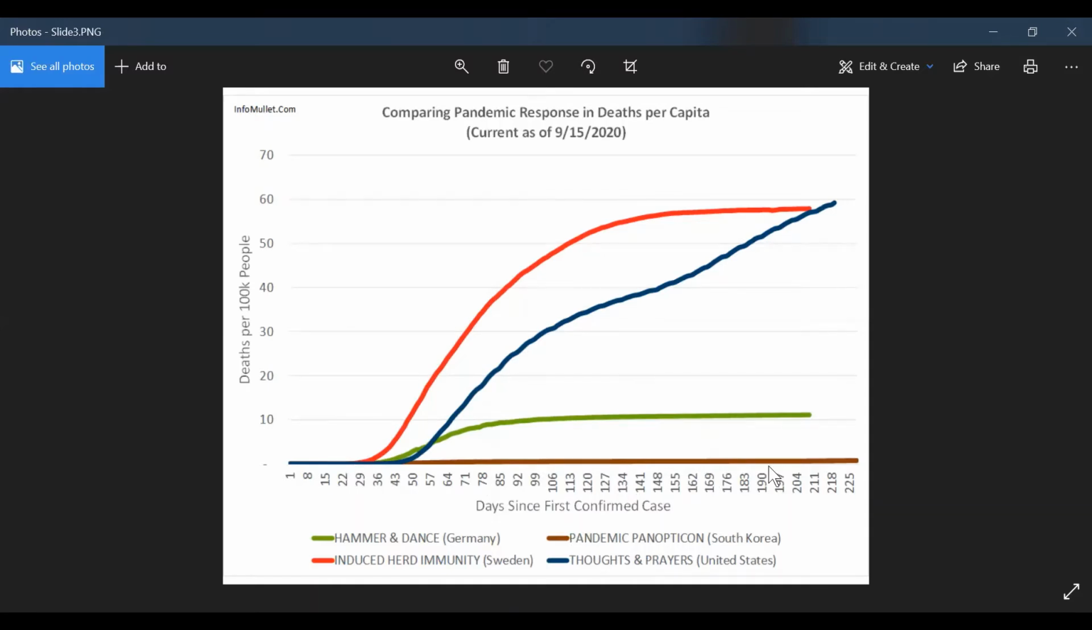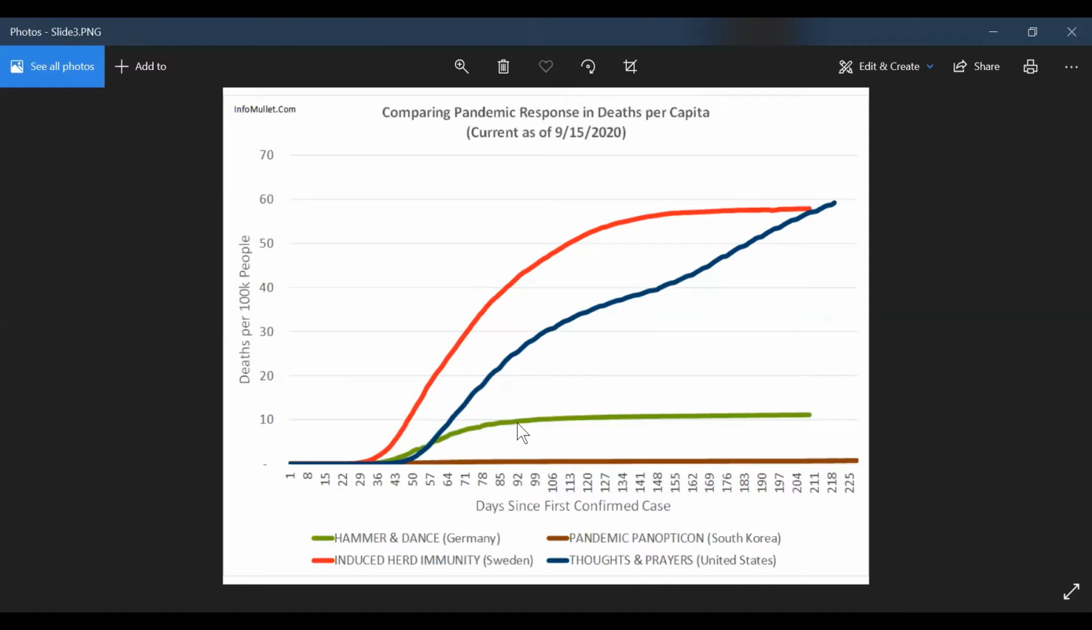Pandemic panopticon, again, is probably the best, most effective pandemic response that we've seen. It's not clear it could be easily done in the West because of privacy laws, data laws. There's a lot of data collection, a lot of data sharing. You're basically exposing the entire society to data harvesting, but it's very effective in South Korea. Hammer and the dance, this is important here.